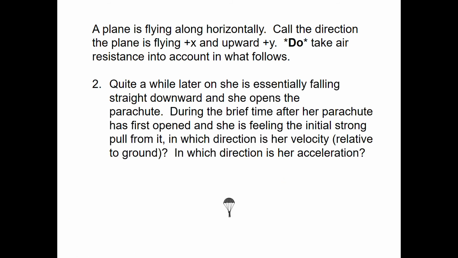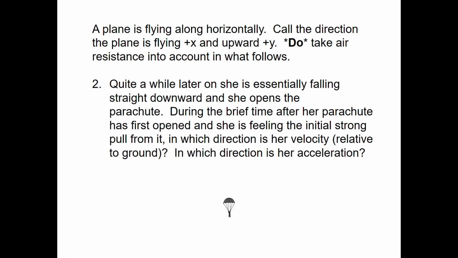Question 2. So she's been falling for quite a while, but not long enough to hit the ground. She is essentially falling straight downward, and she hasn't opened her chute yet. A lot of times skydivers jump out of the plane really high up, and then they fall for a while and just play around in the wind and sort of coast around. So she's been falling for a while. She's falling straight downward at this point. She has slowed down and is not moving horizontally relative to the ground, but she is moving vertically.